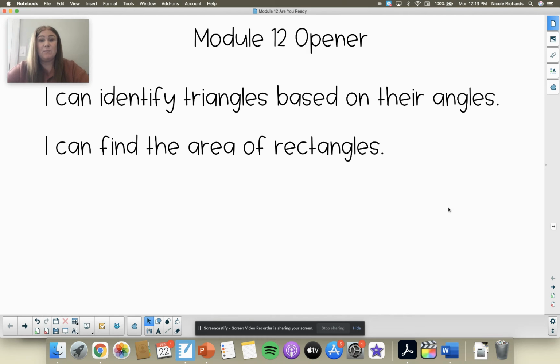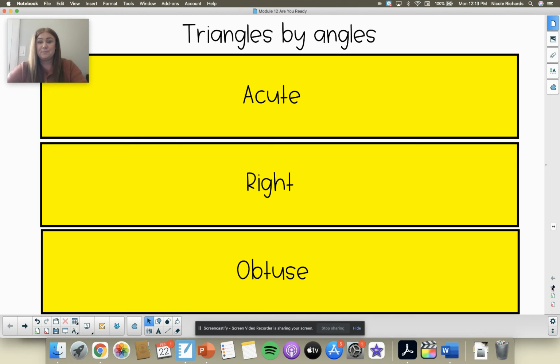This video is for the Module 12 opener. So the things that we are going to be working on today are identifying triangles based on their angles and finding the area of rectangles or parallelograms.